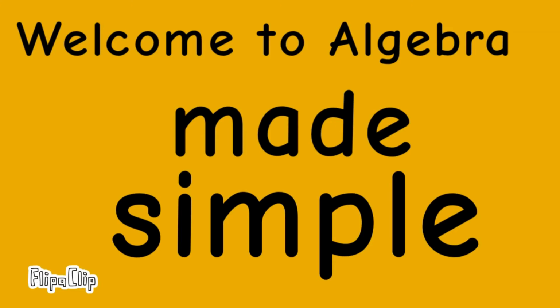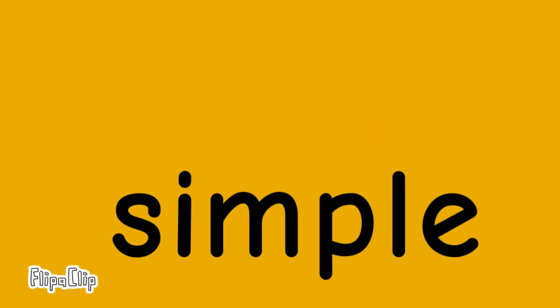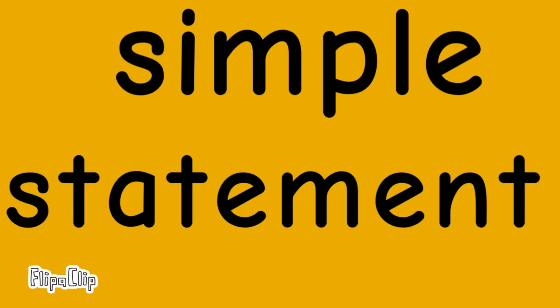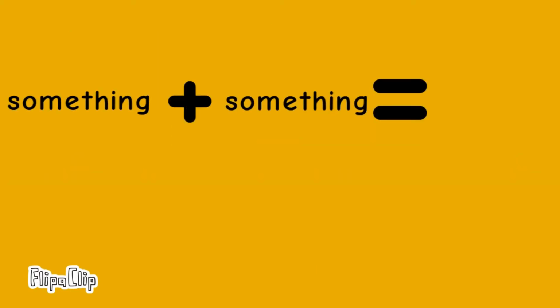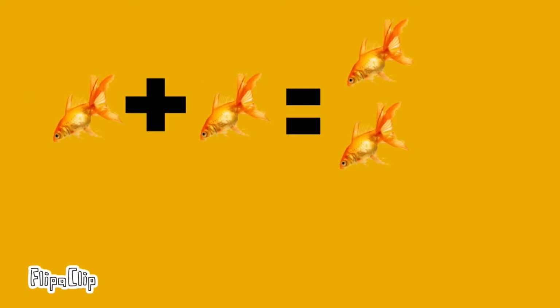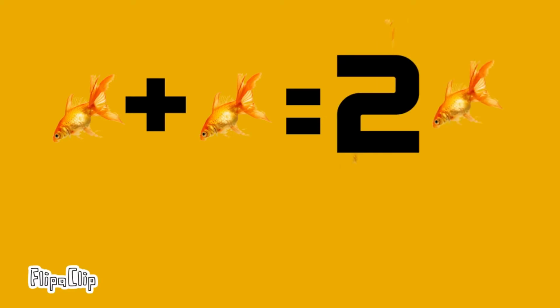Hello there, we are going to start this algebra video by making a very simple statement which says something plus something is equal to two somethings or two things. Now instead of something, we could say a fish. So a fish plus a fish is equal to two fish. Now let us just write it in a bit of a mathematical way. That is, instead of drawing out two fish, we will write two and fish.